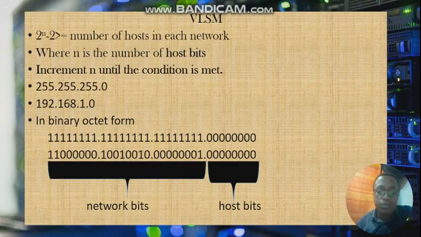Now, as I said, the formula for variable length subnet mask is 2 raised to the power of n minus 2, and it's supposed to be greater than or equal to the number of hosts in each network. Now, n is the host bits that we need to use, and we increment n until the condition is met. So in our 4 dotted decimal notation, we represent the subnet mask and the network address.